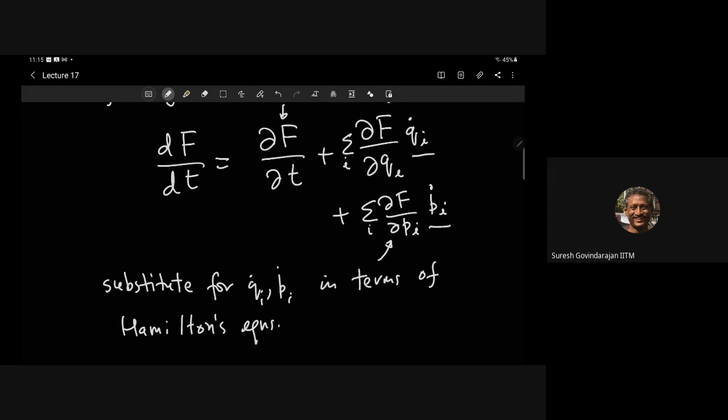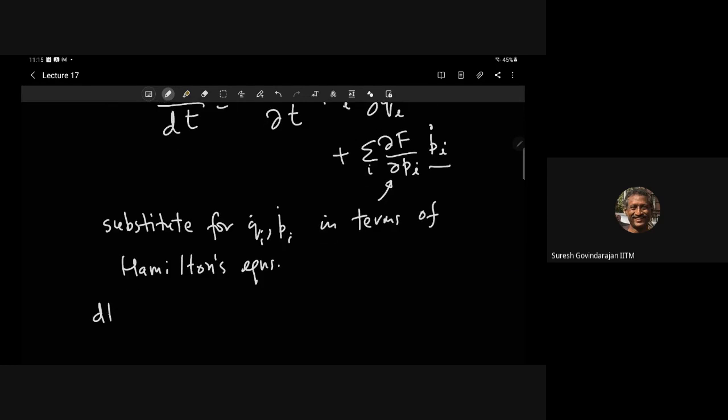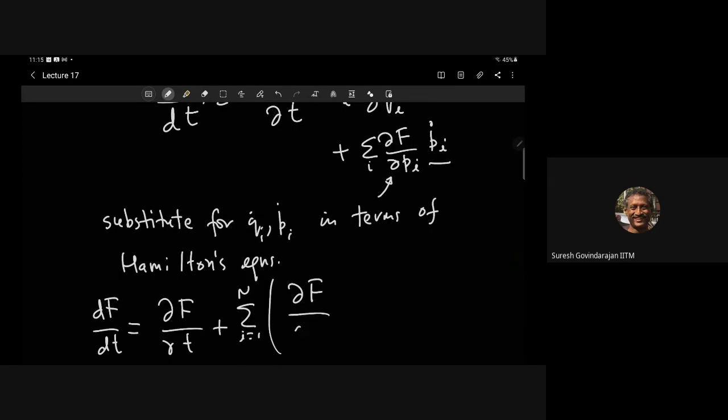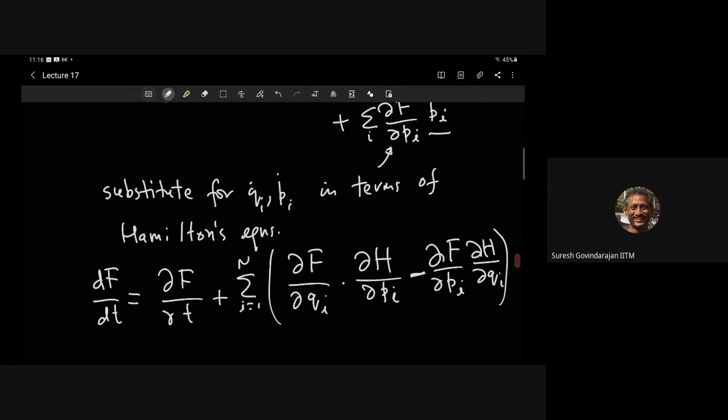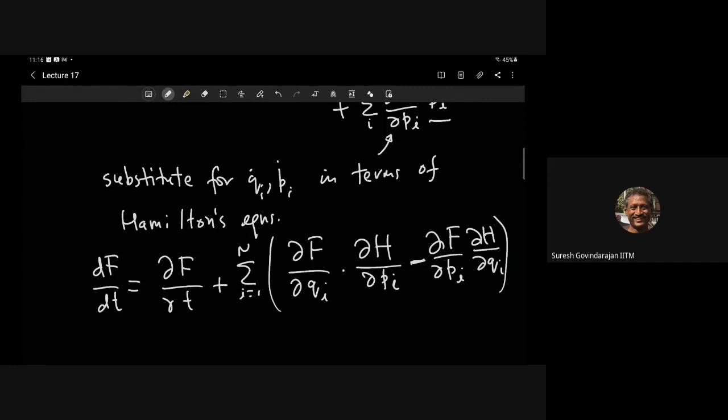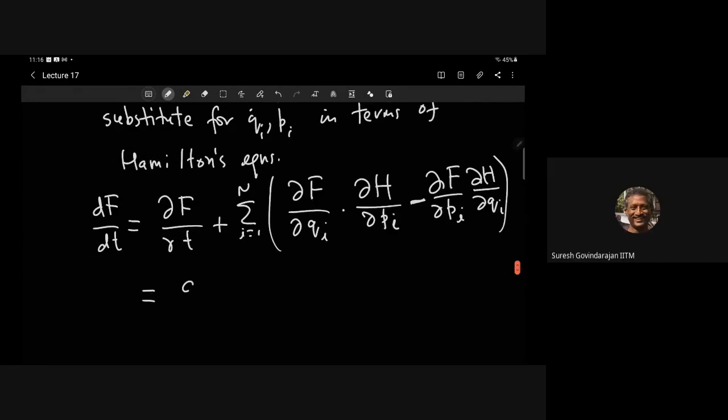So what does it say? qi dot is dH by dpi. So we just write again dF by dt equal to the partial derivative, plus, I'll put a single summation. What was it? dF by dqi times dH by dpi, minus dF by dpi times dH by dqi, since pi dot has a minus sign, which I've already taken and put here. Is this fine? Any questions about this computation? No, sir. Okay.